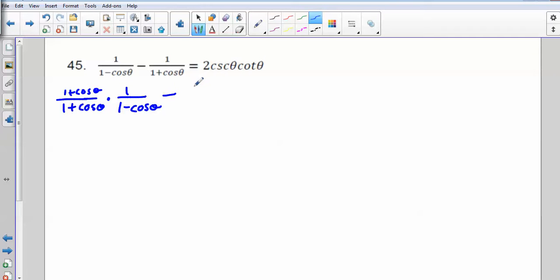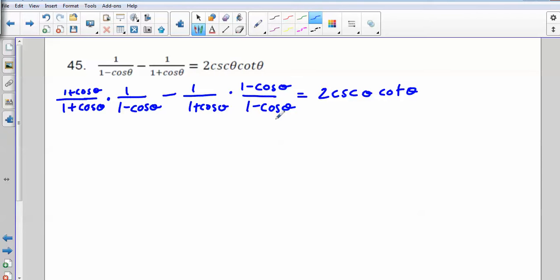Okay, let's bring down this fraction, 1 over 1 plus cosine theta. And this one was lacking the 1 minus cosine theta, so I'm going to multiply by 1 minus cosine theta over 1 minus cosine theta. And then I'll bring down my right side. Okay, so now I have a common denominator of 1 plus cosine theta times 1 minus cosine theta. So I can combine into one fraction.